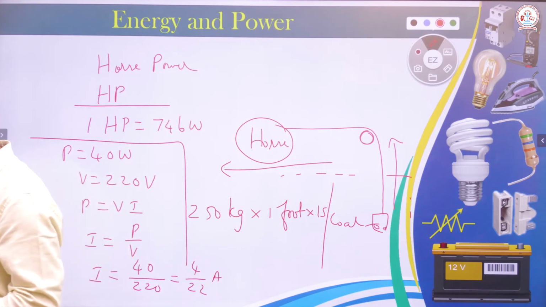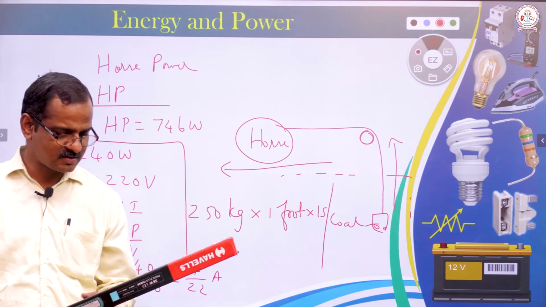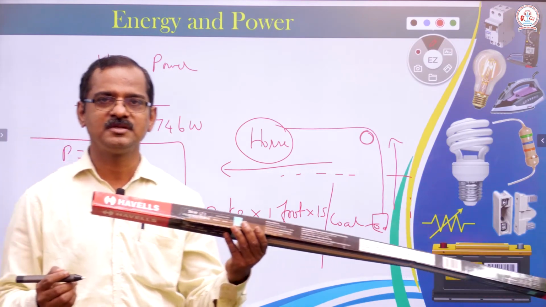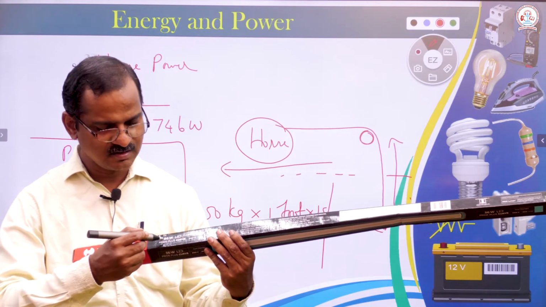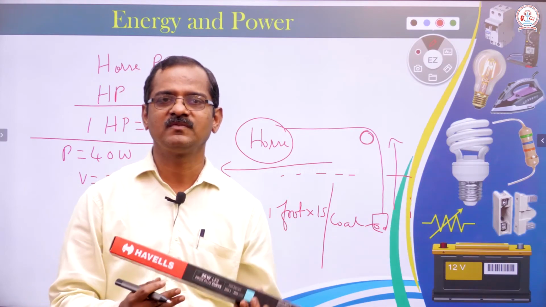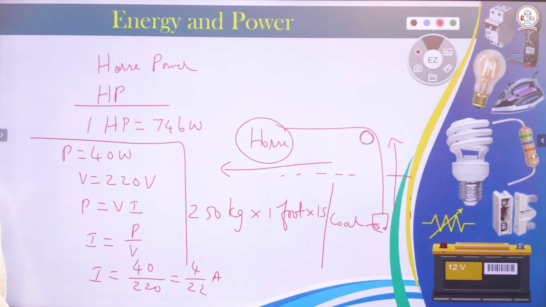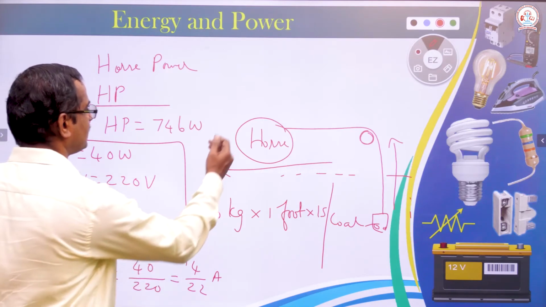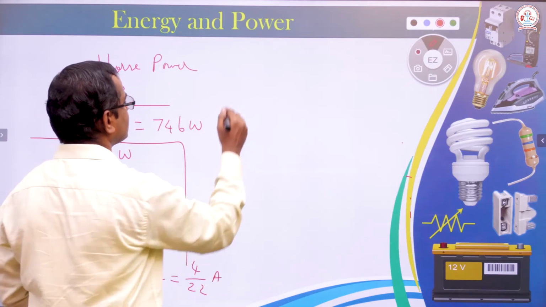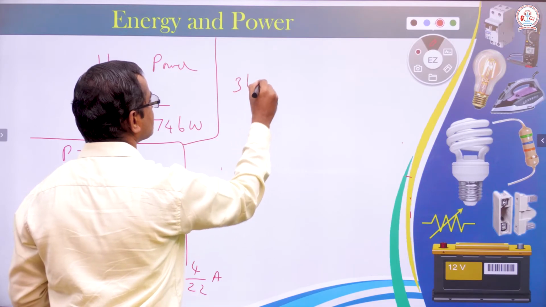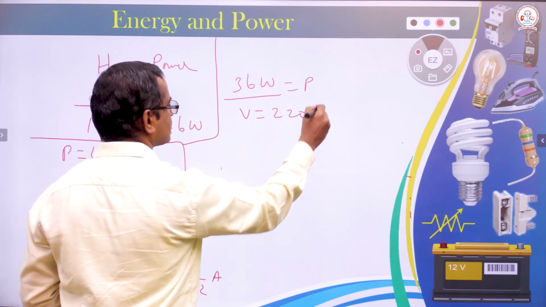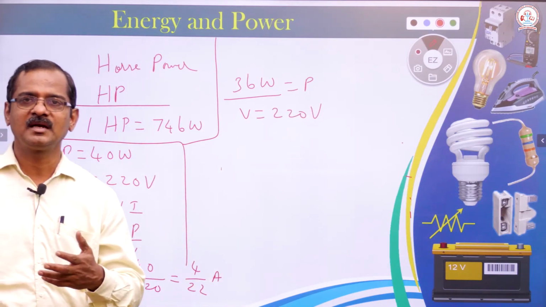And we have another bulb here. This is also a box of a bulb. You could see that 36 watts is mentioned here. This bulb requires 36 watts of power. You can use the same formula: power equals voltage into current. Power equals 36 watt, and voltage is 220 volts, which is the voltage supplied by the electricity department.